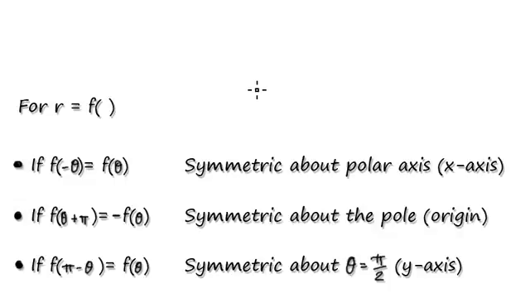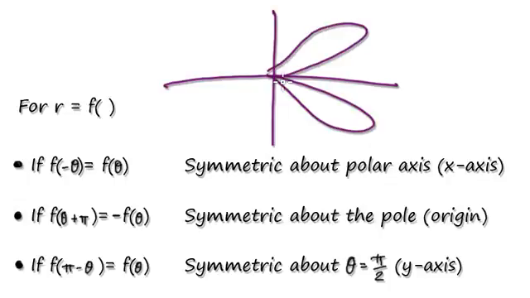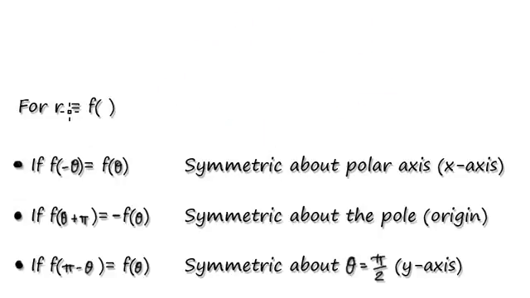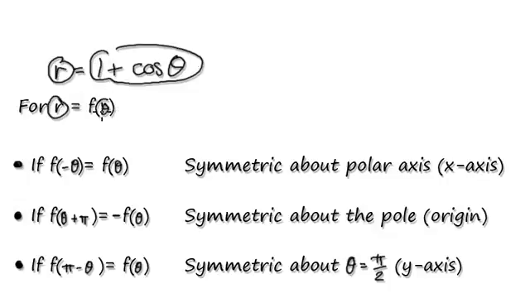You can make use of symmetry to save time. Once you know one quadrant, you can use symmetry to sketch the other quadrants. So if you have r as a function of theta, meaning something like r equals 1 plus, let's say, cos theta, this bit here is a function of theta.